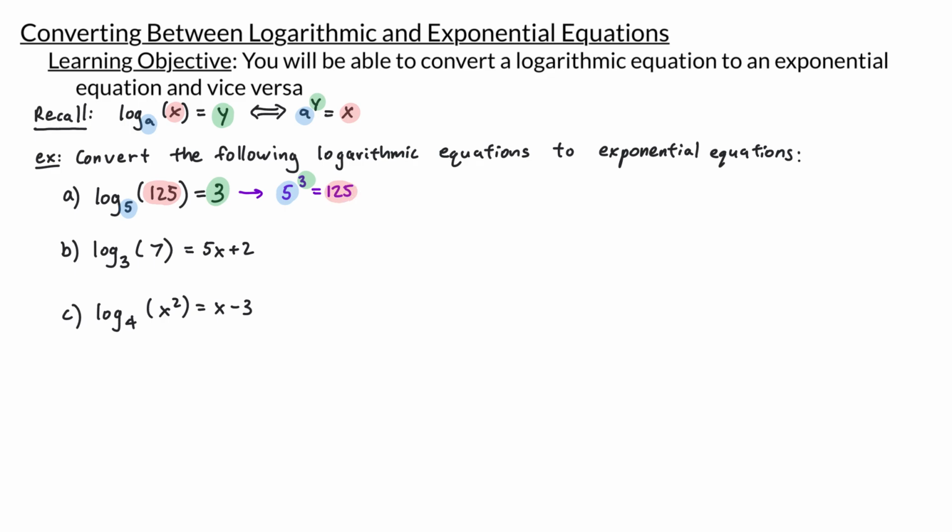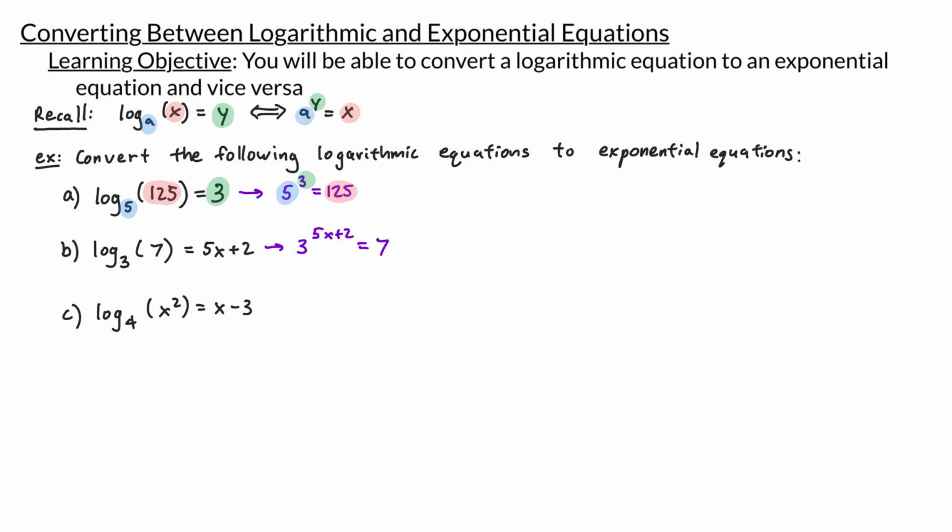Let's try example B. Here we have log with base 3 of 7 is equal to 5x plus 2. When we convert this to an exponential equation, the base of the logarithm becomes the base of the exponential. The result of the logarithm becomes the exponent. So we have 3 to the power of 5x plus 2. Lastly, the thing that we're taking the logarithm of is the result of our exponential equation. So that's all we have to do here.